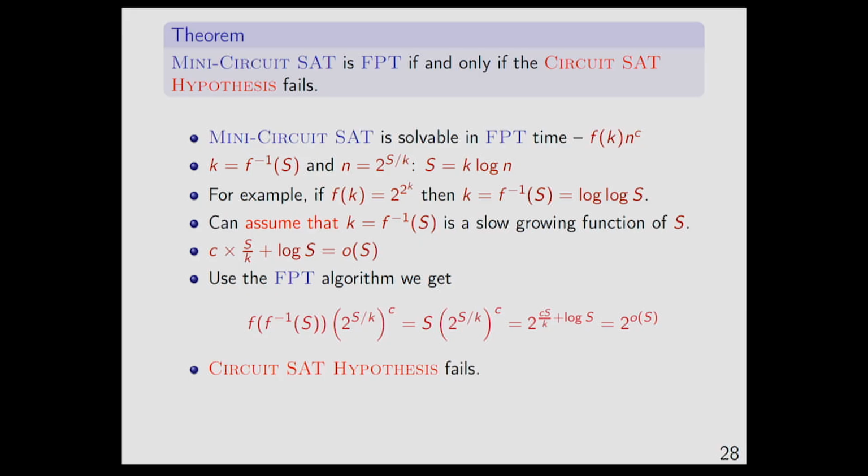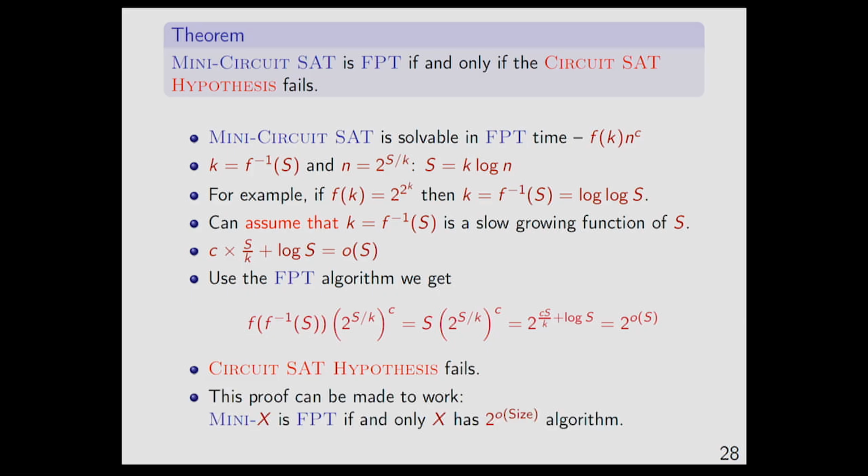For example, if f of k was like 2 to the power k, then what will I set k equal to? Log s. Okay? So we can assume that k equals some slow growing function of s. So now c times s by k plus log s is little o of s, because f inverse of s is a slow growing function of s. So now if you use the FPT algorithm, then what is the running time? f of f inverse of s, times 2 to the power s by k, to the power c, and you do this sum, it is 2 to the power little o of s. All I was trying to do is just rewriting these terms and playing around with little o. So the circuit SAT hypothesis fails. So this is our first result.